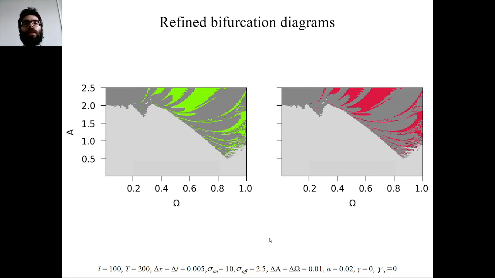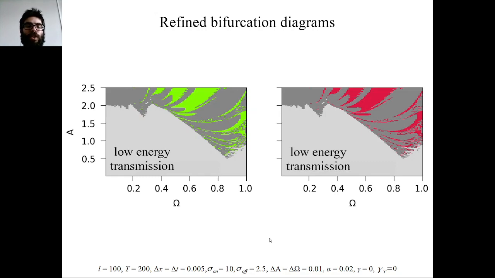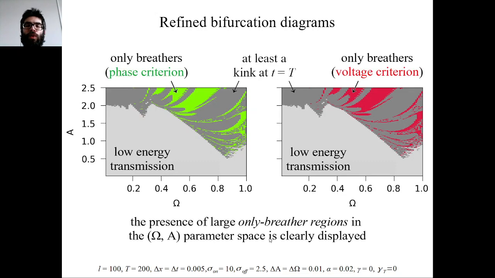Our results will be given in the form of refined bifurcation diagrams. In particular, the light gray color indicates regions in which no energy transmission is supported. The dark gray color is associated with points with at least a kink in the final state of the junction, and the colorful regions, depending on the criterion in use, are the ones in which only breathers are generated. A first interesting result here is that significant only-breather regions exist in the omega-A space, and it is also interesting to note that the two criteria give us very close results.